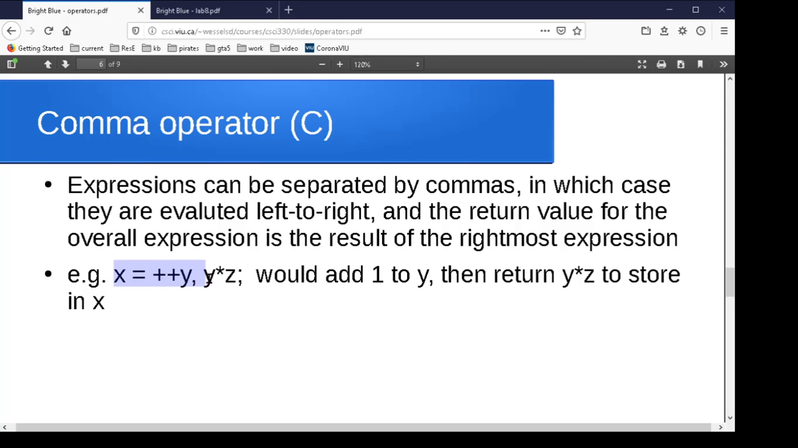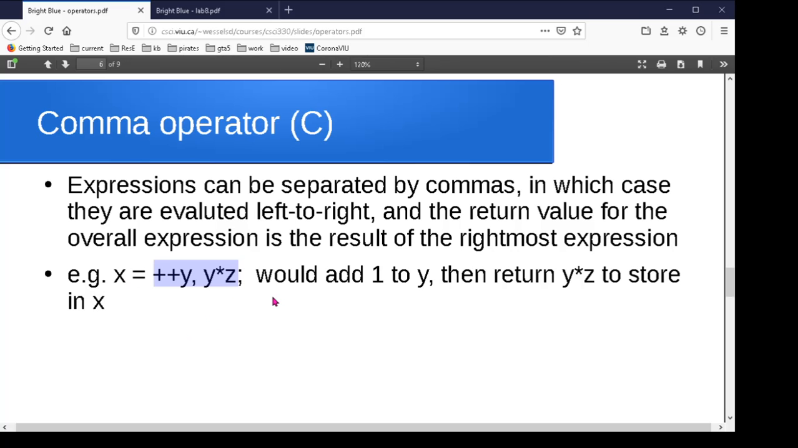So if I was to say something like this, x is assigned plus plus y, comma, y times z, then I'm saying, do this thing on the left side first. So the first thing we'll do is the plus plus y, add 1 to y. And then once we're done with that, do the thing on the right. So multiply the current value of y, so this is the new value with 1 added to it, by z, and return that as the result of this comma expression. So this would add 1 to y, multiply that by z, and put that value in x.